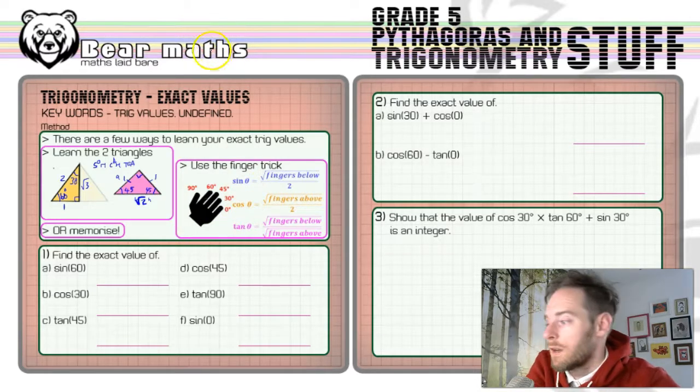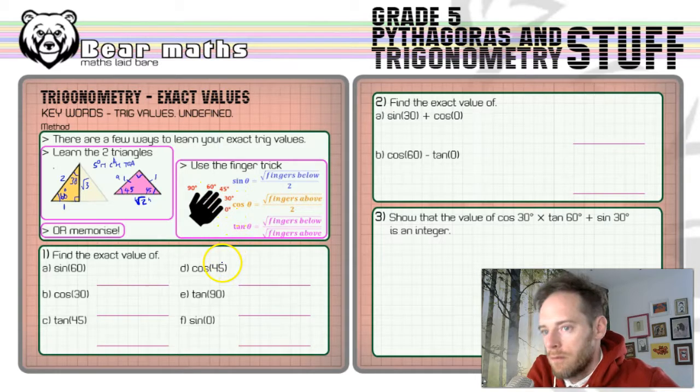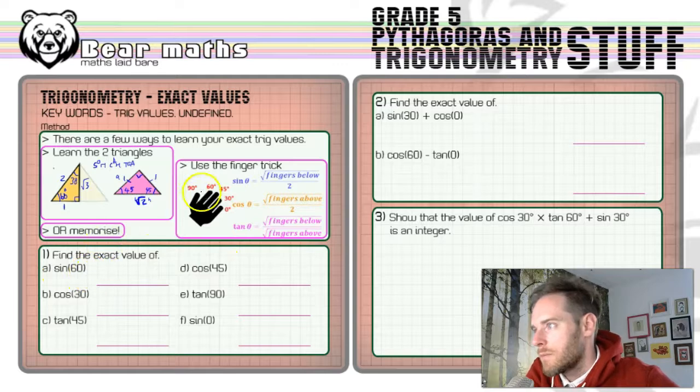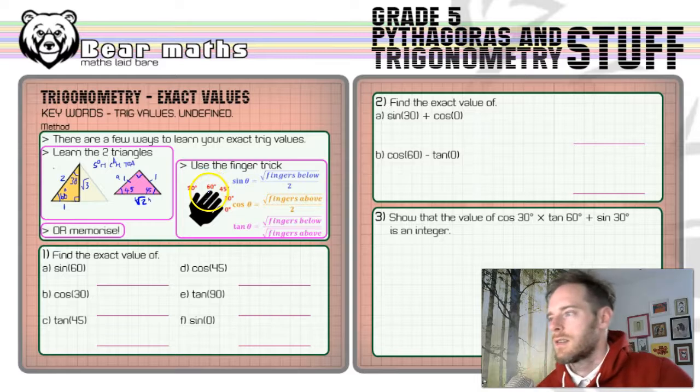All right, now I've taken a fair while to explain all of that, so we'll just have a go at doing a few questions to help you further understand it. Find the exact values of sine 60. So sine 60, let's use the finger trick for each of these, because I think it's just easier.